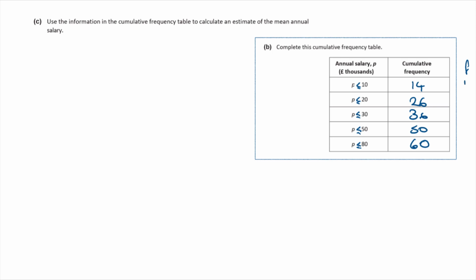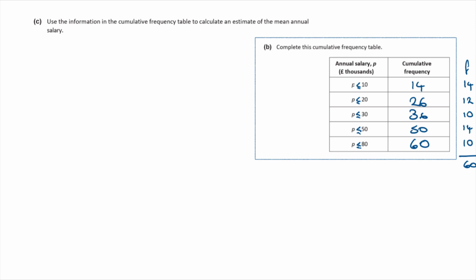So 14, well, it's just going to be 14 in that first category. Now my next category is going to be 26 subtract 14. It's going to leave me with 12. The next category is going to be 36 take away 26. It's going to be 10. The next category is 50 take away 36, which is 14. And then finally I've got my 60 take away 50 is equal to 10. Now you should find that when you add all those back up together again, it's going to give you 60. Okay, well, it should do. If it doesn't, you've gone wrong. Okay, so there's my frequencies worked out from the cumulative frequency, working backwards.